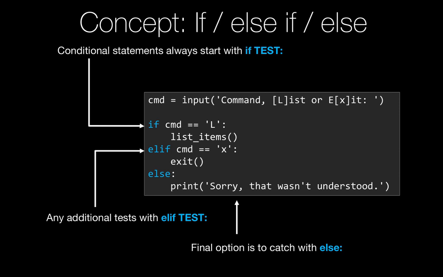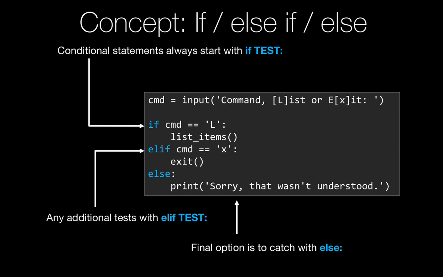If it's not the case that it's L, then we want to do another test. We'll say, well, maybe if it wasn't L, else if, which is abbreviated in Python to elif, the command equal X. So maybe the command is X. In that case, we're going to call exit. And if it's neither of these two things we expect, well, we can just print some message like, sorry, I don't know what you meant by whatever it was you typed in, right? This is not a valid command.